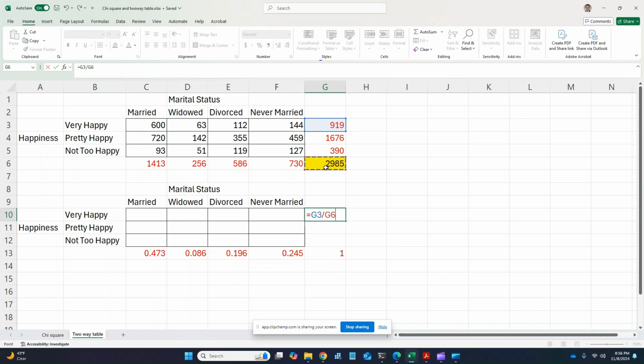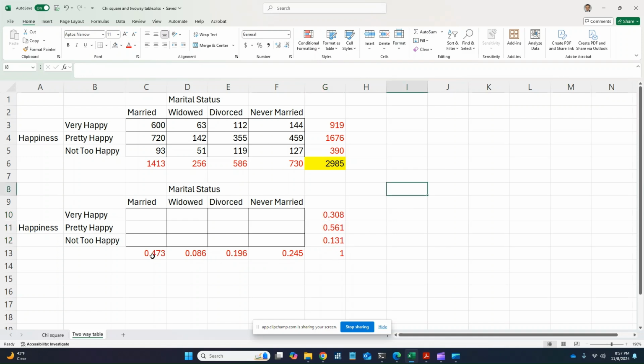So what I'm going to do is put a dollar sign in front of 6, that is for the red rectangle, and fix it right there. Then I'm going to drag this down below to calculate all these proportions for very happy, pretty happy, and not too happy.